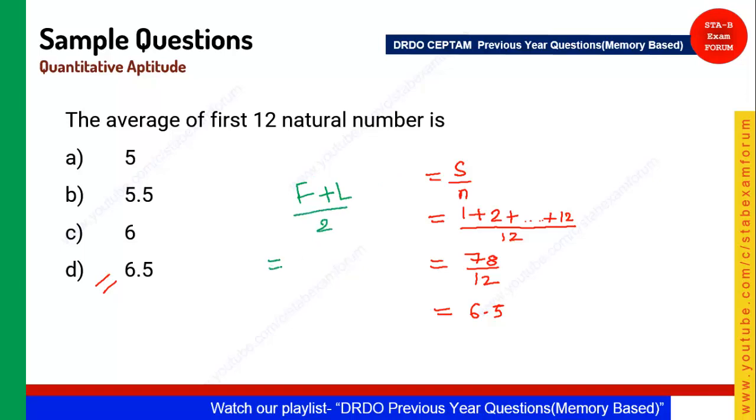So what is the first number? It is 1. What is the last number? 12, divided by 2. So your answer is 13 by 2. 13 by 2 is what? 6.5. Correct? So I hope you understand this formula. Let's move to the next question.